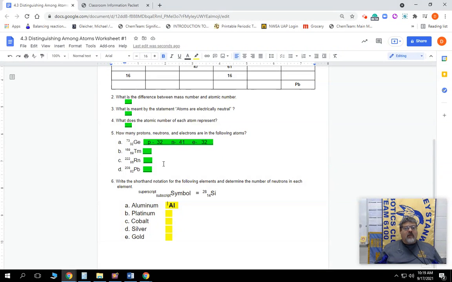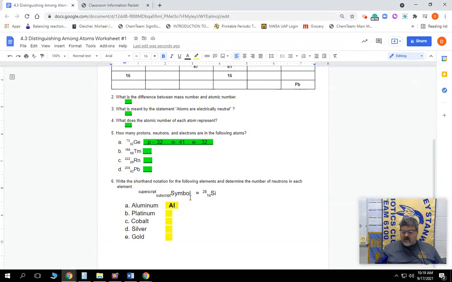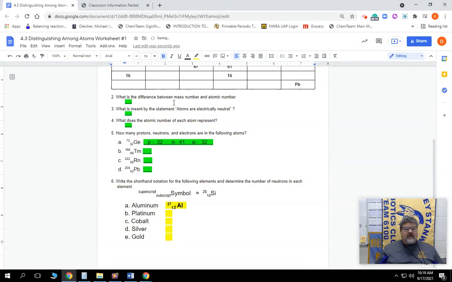Now we're going to go back. What is the weight, or the mass, of aluminum? We're looking at aluminum right here. It's 27 and 13. 27 is the top number and 13 is the bottom number. So you're going to put 27. Then we hit Control and less than. That'll drop us down to the bottom. Aluminum is 13, and we're going to put 13.